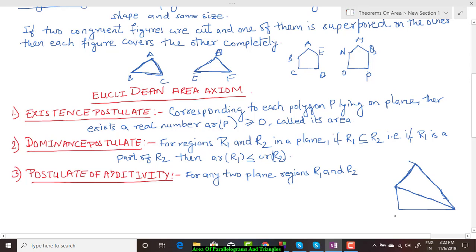The freehand diagram, just consider all the lines are straight. So this region is called R1 and this region is called R2, right? So for any two plane regions R1 and R2, such that area of R1 intersect R2 is equal to 0.